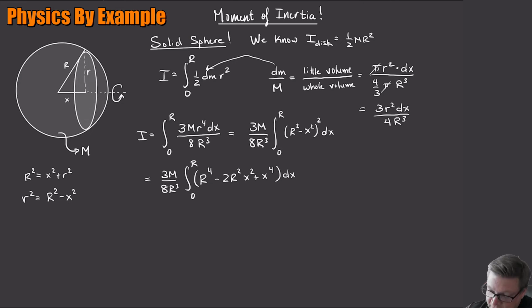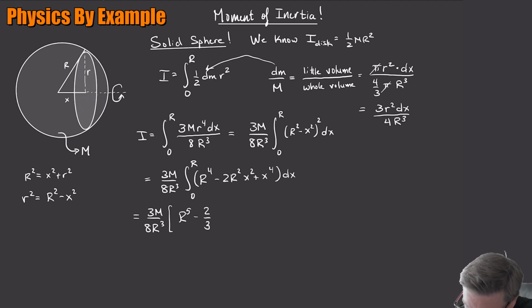That's going to be pretty easy. So this is 3m over 8r cubed. And in all of these, when I plug in my limits, I don't get anything for the bottom limit, 0, right? And for the top limit, I'm just going to get big R. So, okay, take the first one, R to the 4th dx. Well, that's just going to be R to the 4th times x. Plug in the R, and I just get R to the 5th. Let's see. Now I get minus 2R squared x squared. So that's going to be x cubed over 3. So it's going to be minus 2/3. And that x cubed, I've already got an R squared, that's going to be R to the 5th.